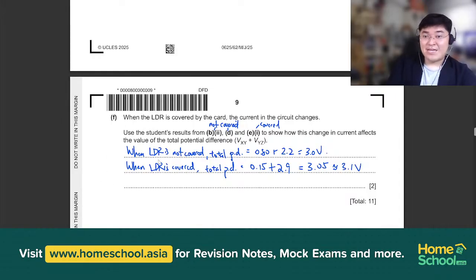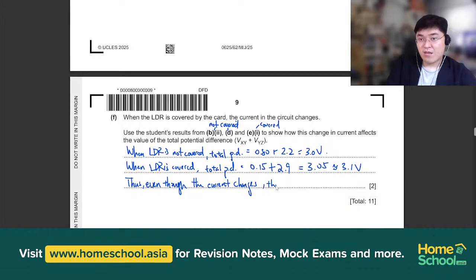So you see, when the LDR is covered and when the LDR is not covered, the potential difference across both components added together is always around 3.0 volts. So it barely changes. So let's write that down. Thus, even though the current changes, the total potential difference remains almost constant.